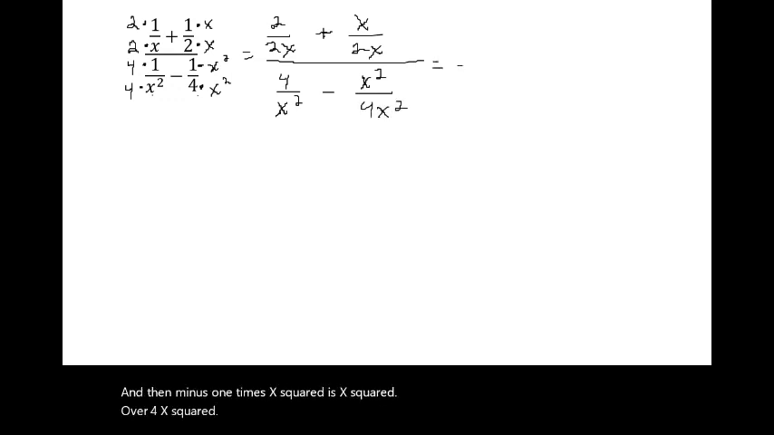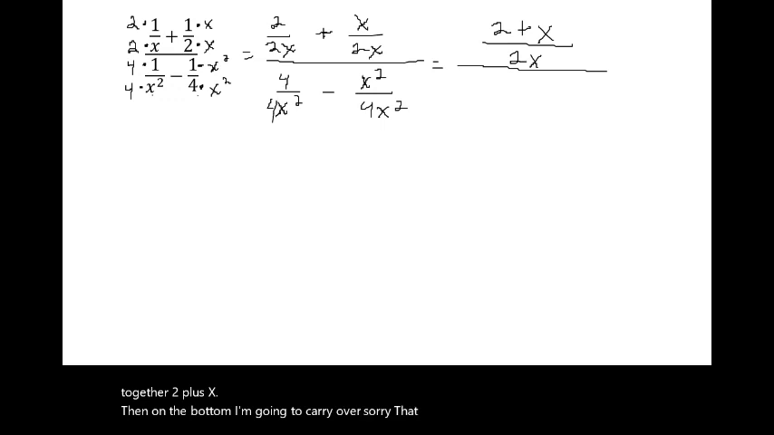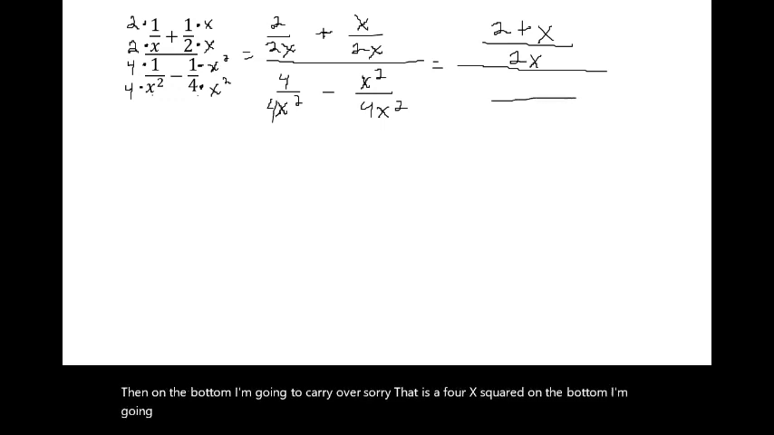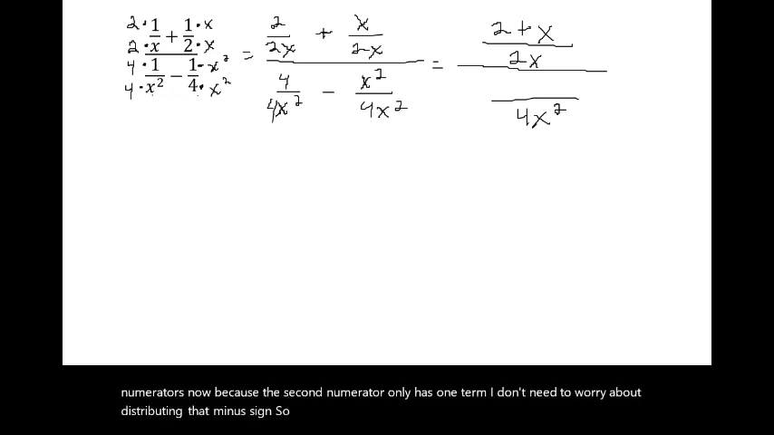Then I'm going to do the adding and subtracting. I'm going to do the adding in the numerator, so I'm going to carry over that common denominator of 2x, and I'm going to add the numerators together, 2 plus x. Then on the bottom, I'm going to carry over, sorry, that is a 4x squared. On the bottom, I am going to carry over that common denominator of 4x squared, and I'm going to subtract the numerators. Now, because the second numerator only has one term, I don't need to worry about distributing that minus sign. So I'm just going to take the first numerator, 4, and subtract the second numerator, x squared.